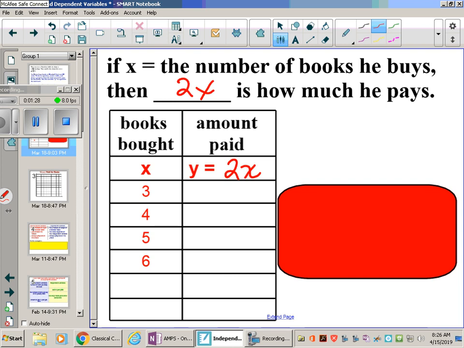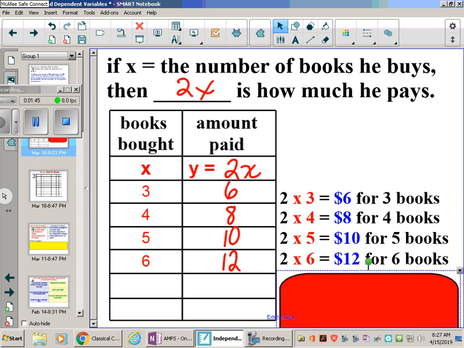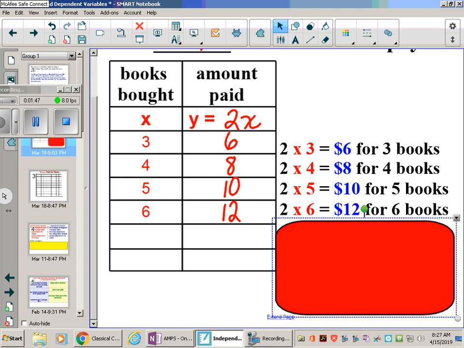So if he buys 3 books, he has to pay $6. If he buys 4 books, he has to pay $8. If he buys 5 books, he has to pay $10. If he buys 6 books, he has to pay $12, and so forth. We get that by doing 2 times 3, 2 times 4, 2 times 5, 2 times 6. And we could do this for any number of books. For example, if he bought 15 books, we could do 15 times 2, which is 30. If he bought 9 books, we could do 9 times 2, which is 18. So no matter how many books he's going to buy, we can absolutely figure out how much those books are going to cost.